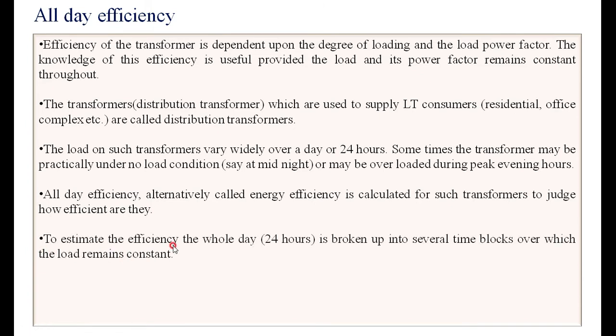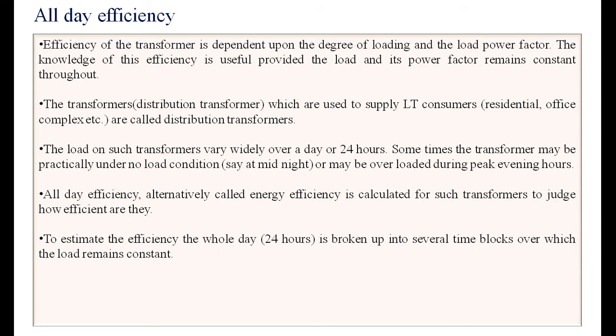To estimate the efficiency for the whole day, that is 24 hours, the day is broken up into several time intervals, based on an average load for different times. It may be time blocks: 24 hours is divided into different constant load blocks, for example 2 hours, 3 hours, 4 hours, 5 hours, 6 hours, based on the constancy of the load on the transformer. For that particular period, what is its output in kilowatt hours?